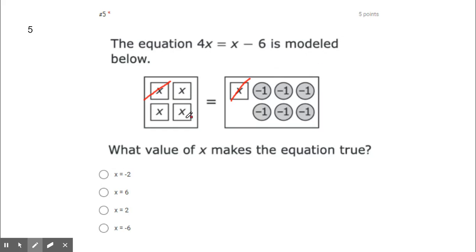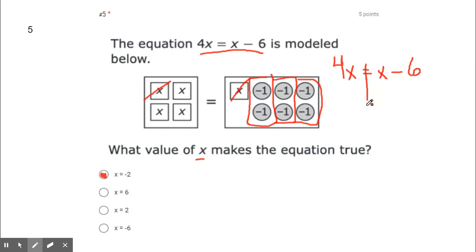Well, I need to split them up based on the number of groups I have. I want to know what 1x is. So I have 3 x's. I'm going to split this up into 3 groups. So I have one group here, one group here, one group here. So that means each x is equivalent to 2 negatives or -2. If I use this equation here, like you're going to need to in algebra next year, 4x equals x minus 6.